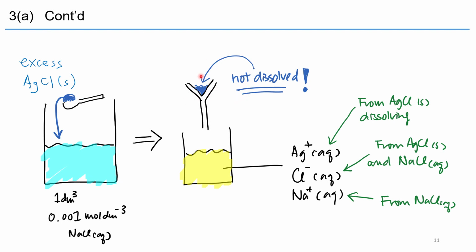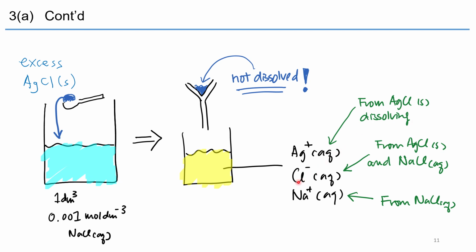After you filter, this will be the silver chloride that doesn't dissolve. Then you have a filtrate here. The key thing is what is now present in this filtrate. What is present in this filtrate will be your silver plus aqueous. This silver plus comes from your AgCl that managed to dissolve, the sparingly soluble one. Sparingly soluble, remember, means that only a little bit will dissolve. So this Ag plus comes from that little bit that is able to dissolve.